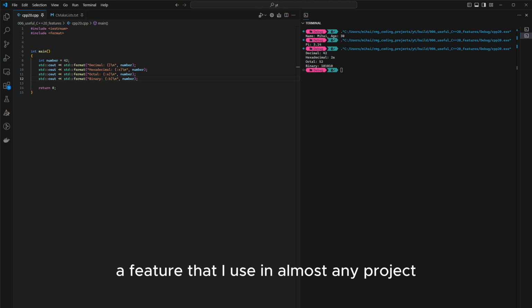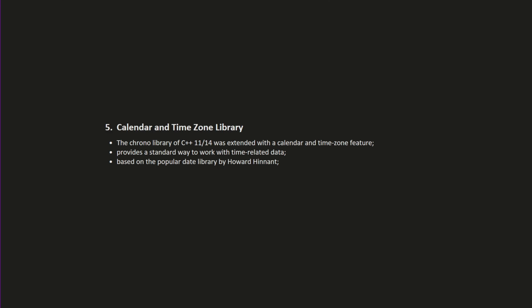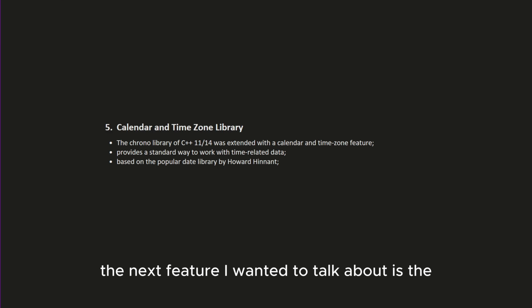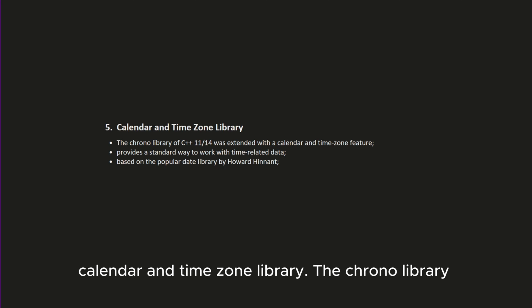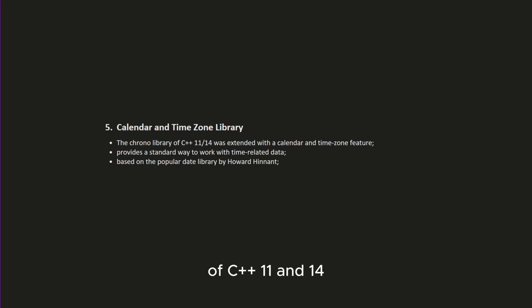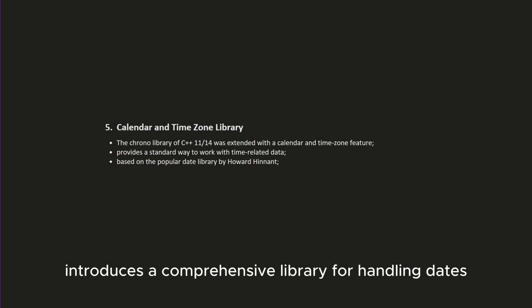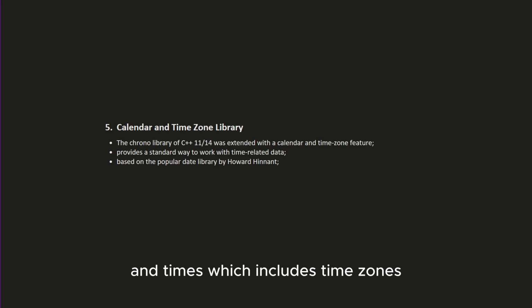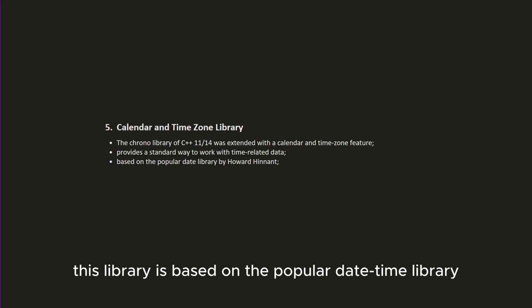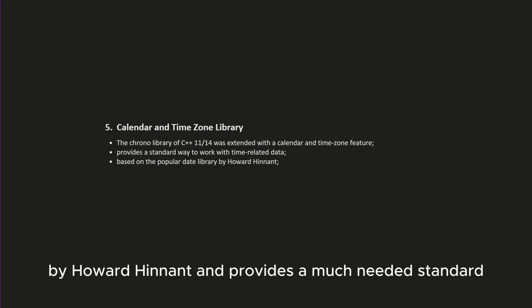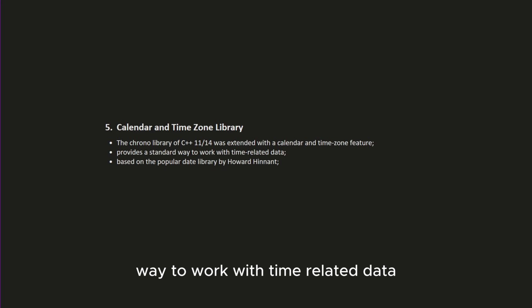This is again a feature that I use in almost any project, since it was introduced in C++20. The next feature I wanted to talk about is the calendar and time zone library. The chrono library of C++11 and 14 was extended with a calendar and time zone feature. C++20 introduces a comprehensive library for handling dates and times, which includes time zones. This library is based on the popular date library by Howard Hinnant and provides a much needed standard way to work with time-related data. Let's start with the basics, working with dates.